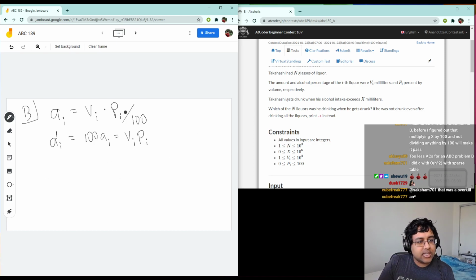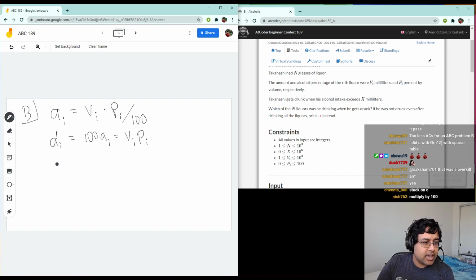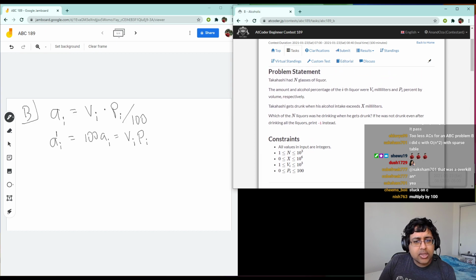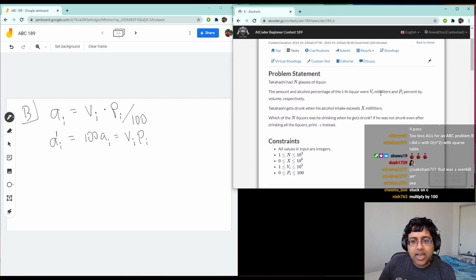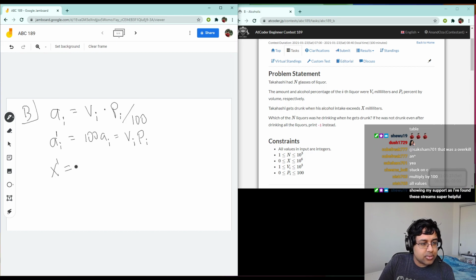If you do it this way, you won't have any risk of precision errors from floating point because you're going to be using only integers. The only thing you need to do now is, you can also think of it as changing the units, right? So now instead of milliliters, you're measuring hundredths of milliliters. So you need to also change x to use those units. And now you can solve this problem.